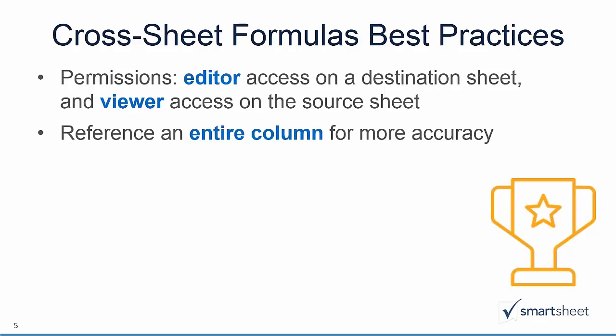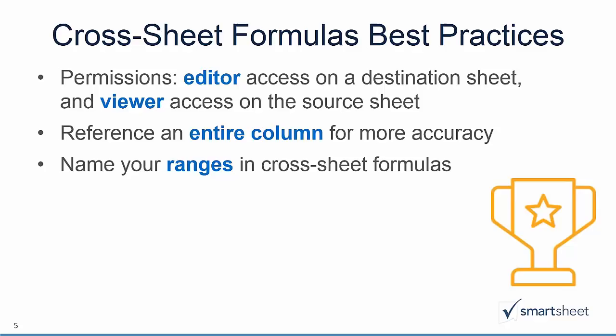Another best practice, we talked about referencing the entire column for more accuracy. This is definitely a best practice because, like the example we showed, if you have data that's constantly changing or new rows that are being added to your sheet, you want to make sure that those are automatically pulled into your formula. You can best do that by referencing an entire column.